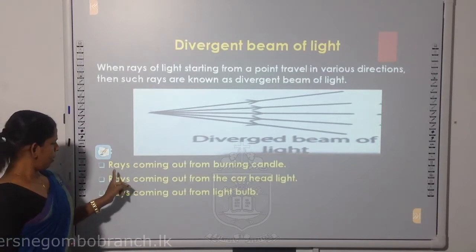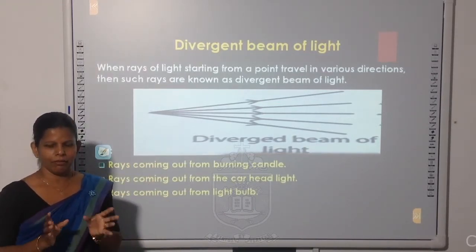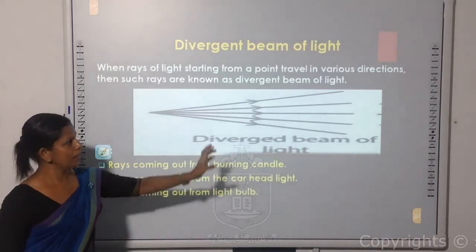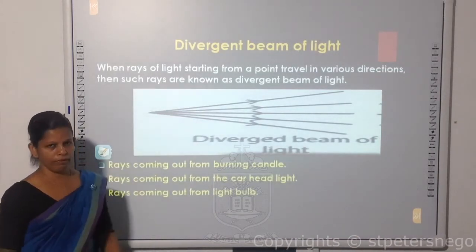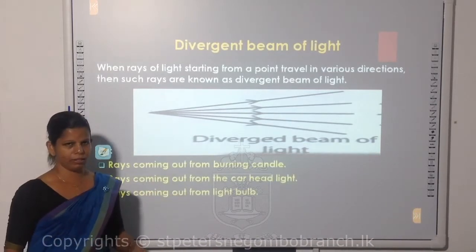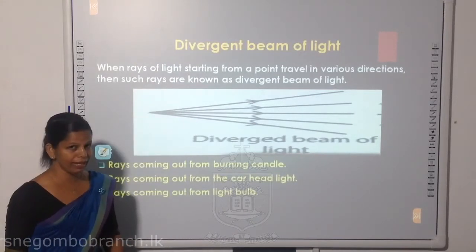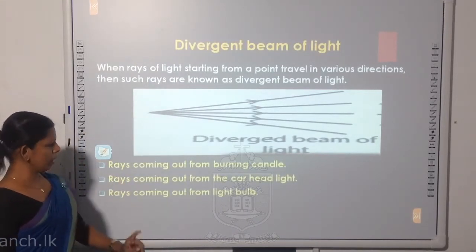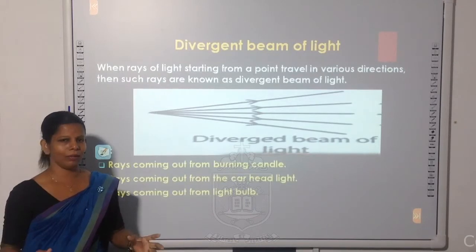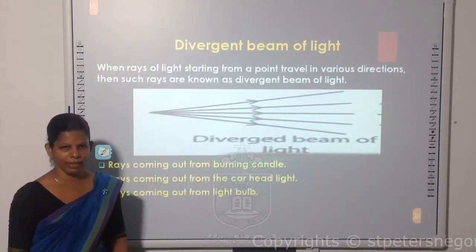We can see rays coming out from a burning candle. If there is a burning candle, from that candle we can see a divergent beam of light. Rays coming out from the car headlights. That's another example of a divergent beam of light. Rays coming out from a light bulb. That is also another example of a divergent beam of light.